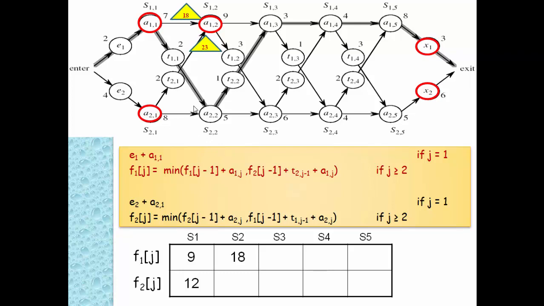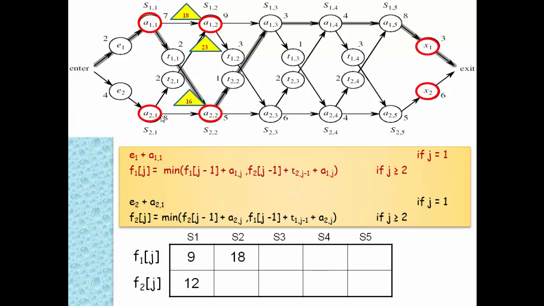Same way, if we check station number 2 of line number 2, at that time again we have two paths. One path is from line number 1 and the second path is from the same line, that is line number 2. Among these two paths we have to identify which one is minimum, or we can say which path requires the minimum amount of time. If we go for this path, at that time 2 plus 7, that is 9, 9 plus 2, that is 11, 11 plus 5 is equal to 16. So this path requires 16 units of time.